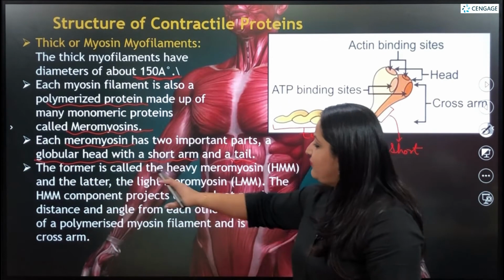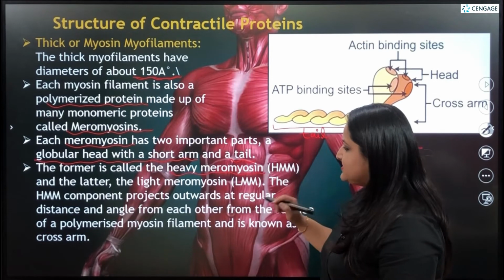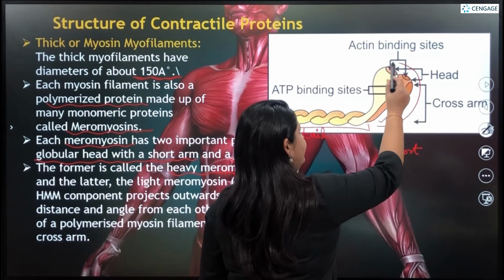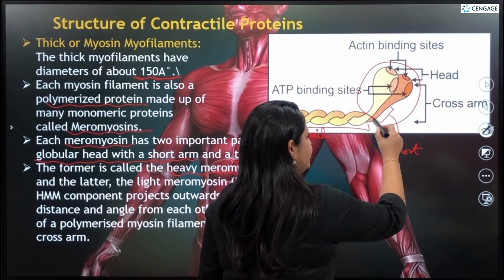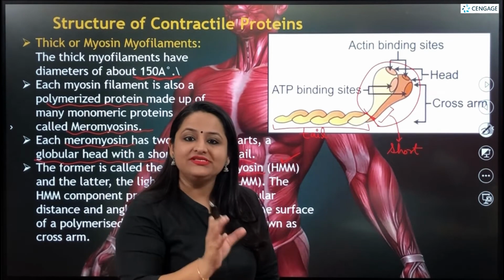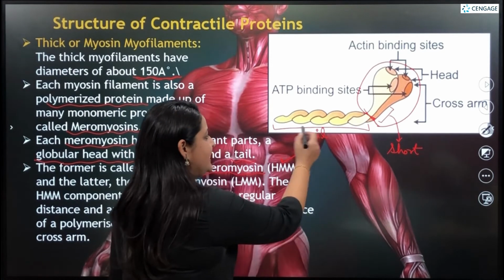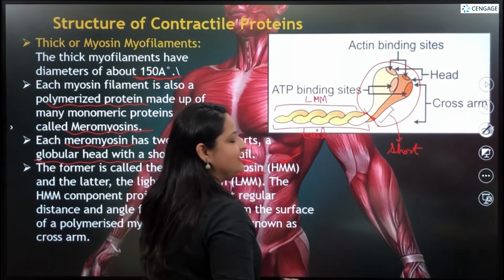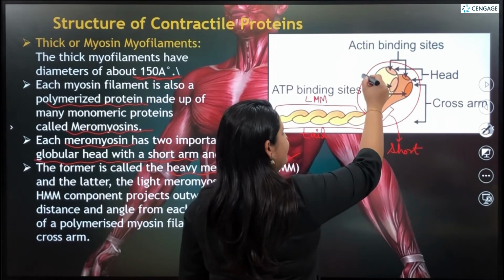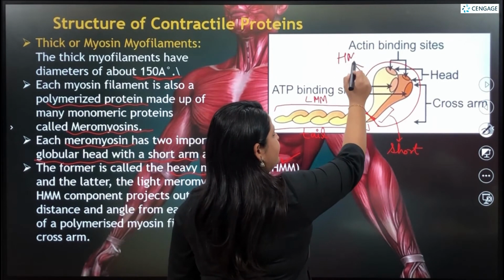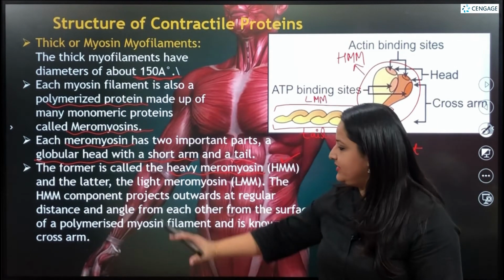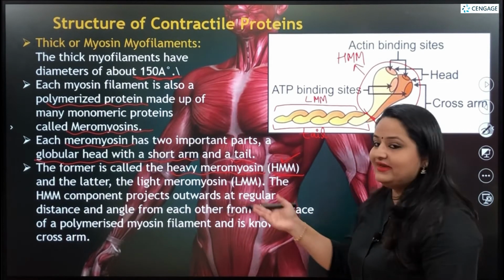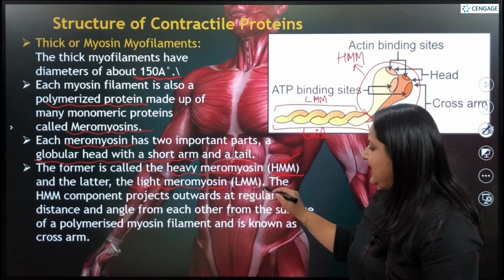So now, the former is also called the heavy meromyosin, also called the HMM, that is this complete area having the head as well as the short arm. This complete is known as the HMM, also known as heavy meromyosin. Whereas this area, that is the tail area, is known as the LMM, also known as the light meromyosin. We can see over here again, the former is known as the heavy meromyosin, HMM, and the latter is known as the light meromyosin, that is LMM.